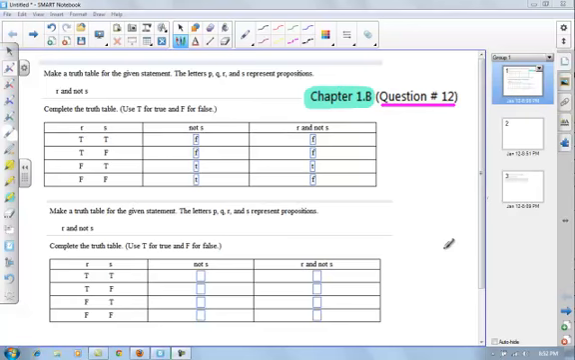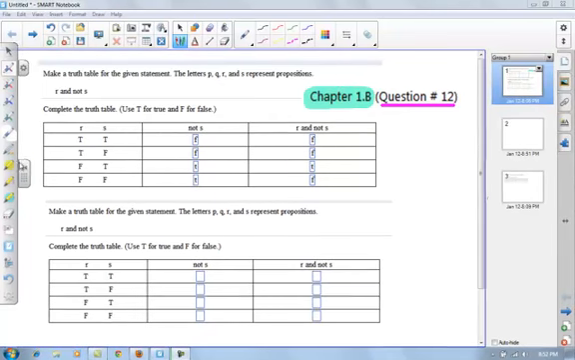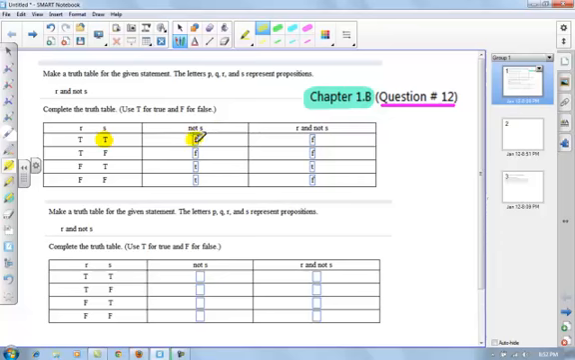This video is explaining the truth tables for R and not S. If R is true and S is true, then we can find not S by negating S. So if S is true, not S is false. So this student did this first part correct. But look at the next part.